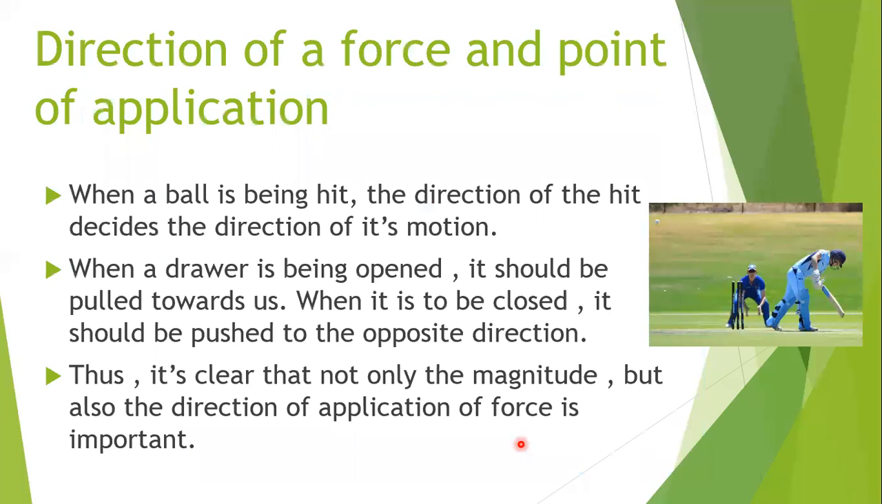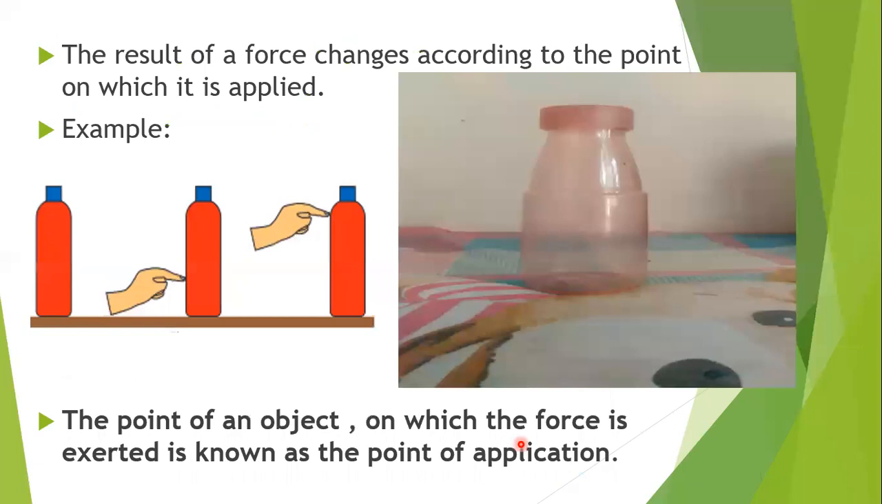Direction of a force and point of application. When a ball is being hit, the direction of the hit decides the direction of its motion. When a drawer is being opened, it should be pulled towards us. When it's to be closed, it should be pushed in the opposite direction. Thus, it's clear that not only the magnitude but also the direction of application of force is important. The result of the force changes according to the point on which it is applied.